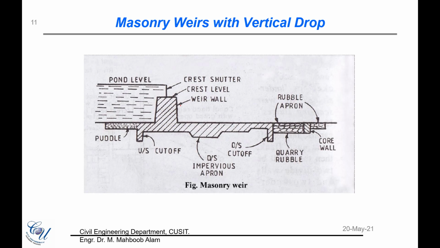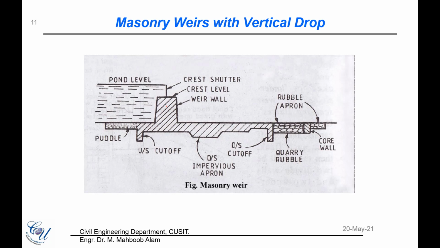If we have the sloping drops or the sloping walls of the masonry weirs, then we ensure that the slope of the walls on the upstream side is more than the slope on the downstream side. This is to ensure that we do not have seepage inside the wall, or let's say the phreatic line is maintained within this weir body.